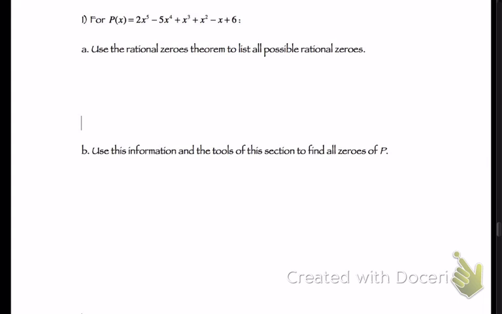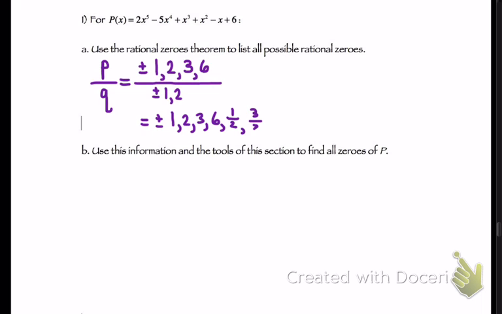Okay, so letter A, second one. Use the rational zeros theorem to list all your possible rational zeros. So your P's and Q's. Think factors of the constant, factors of the leading coefficient. Divide all your P's by your Q's. There is your possible rational zeros list. Okay, so there are all the possible rational zeros.